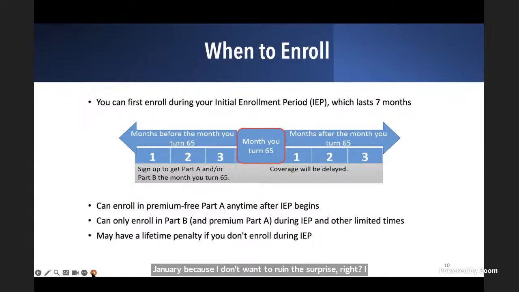So keep this in mind. It is very important that you enroll, if eligible, during your initial enrollment period, because there could be penalties associated with not enrolling when you're first eligible. And that's particularly related to Part B. B is in boy.